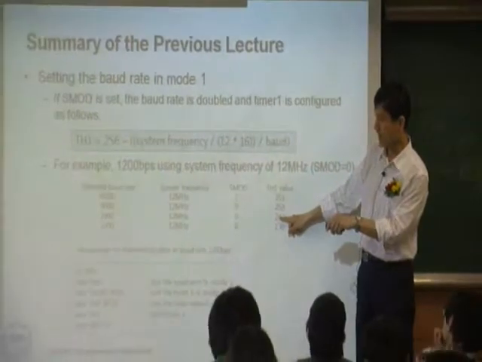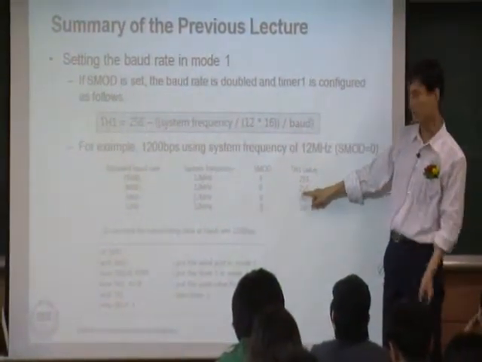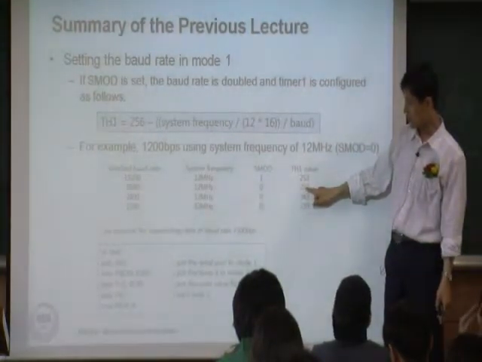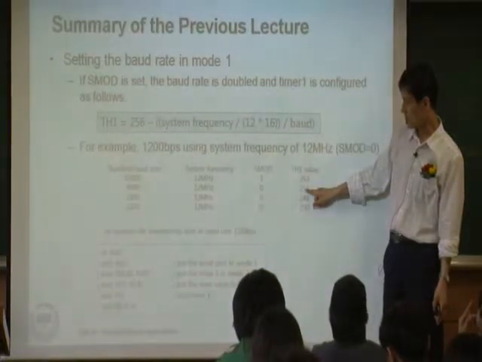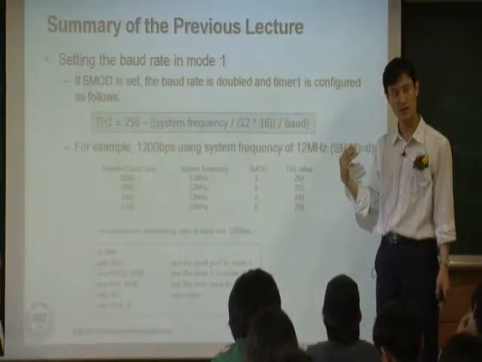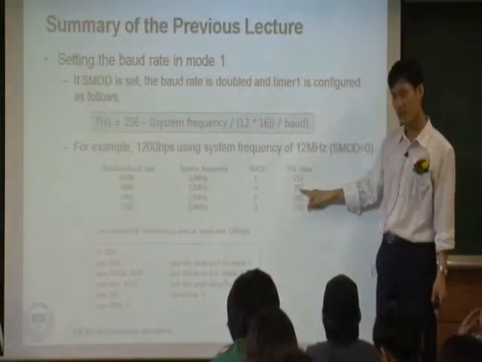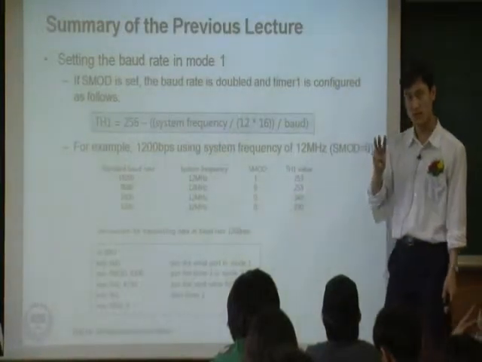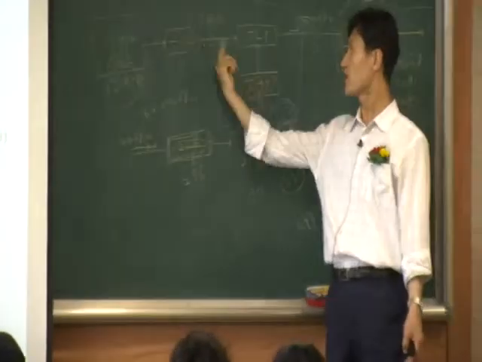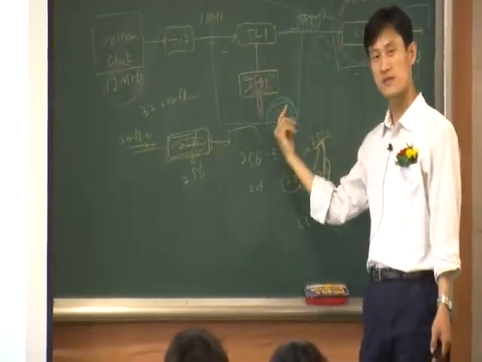Let's say I want 9600. Then, of course, you need to make it even higher, 256 minus 3. In that case, you're going to get the overflow every 3 input clocks, because this is the initial value, 256 minus 253, it's only 3. So you program 253 here. So every time you get 3 clocks coming in, you get an overflow.